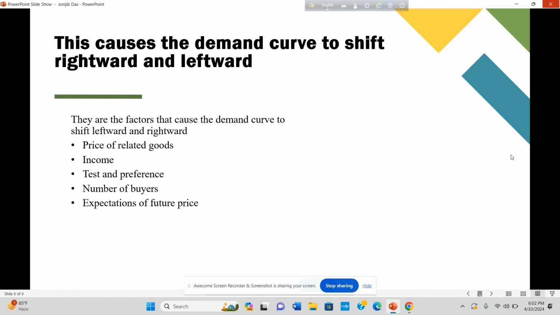And number five is expectation of future price. If consumers expect prices to rise in the future, they may increase current demand, shifting the demand curve to the right. If consumers expect prices to fall, they may delay purchases, shifting the demand curve to the left. These factors are the causes that make the demand curve shift rightward or leftward.